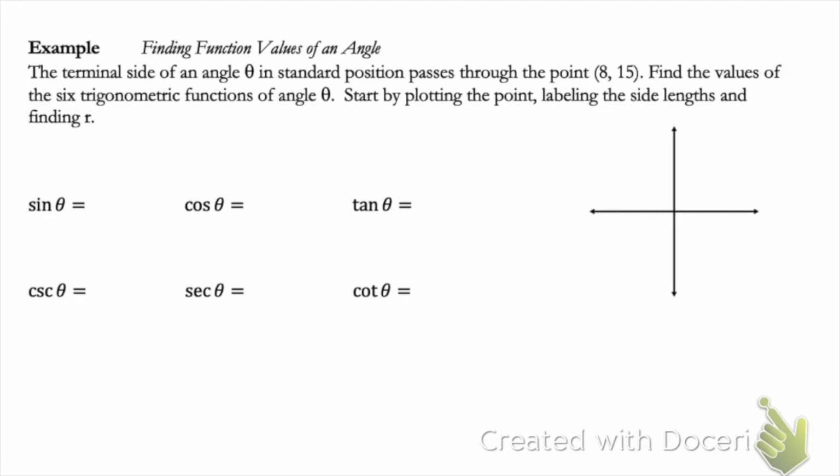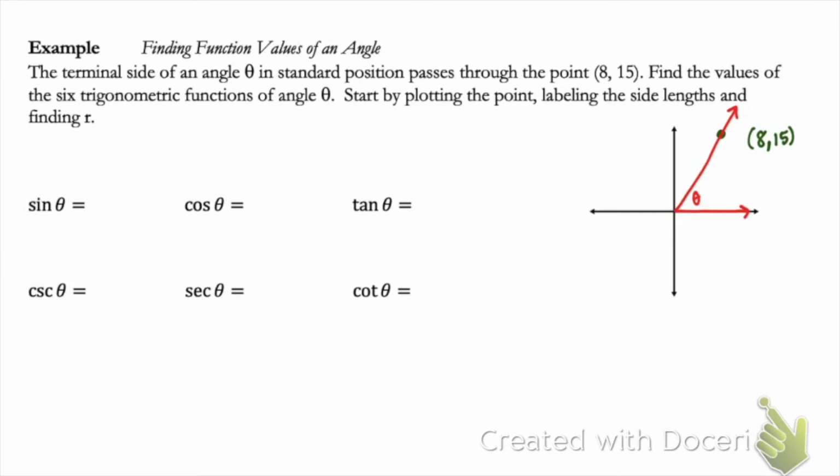For the point (8, 15), we're going to go to the right 8 units and then up 15 units. We don't need to draw hash marks or make this super detailed. Just put the point about where it would be. Next, we're going to draw the angle. Remember, the initial side has to go on the positive x-axis, and the terminal side is going to go through the point (8, 15).